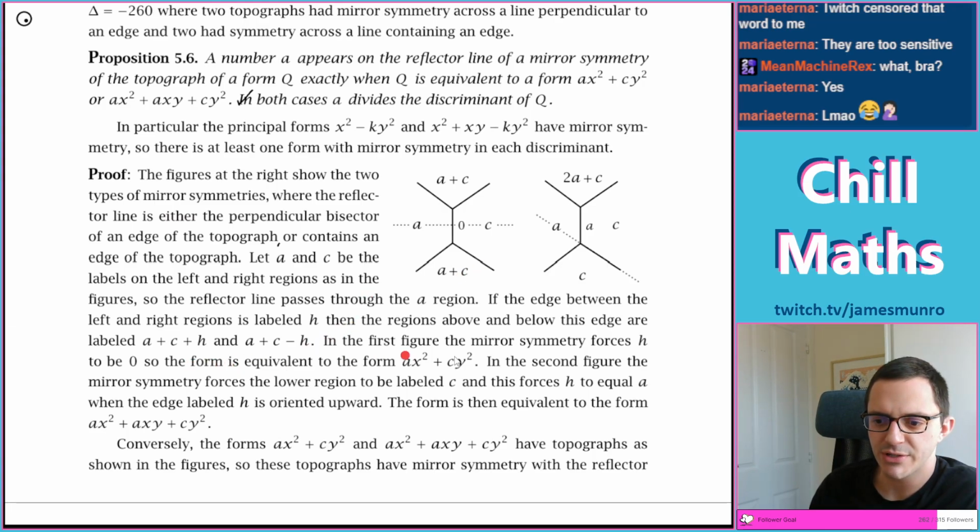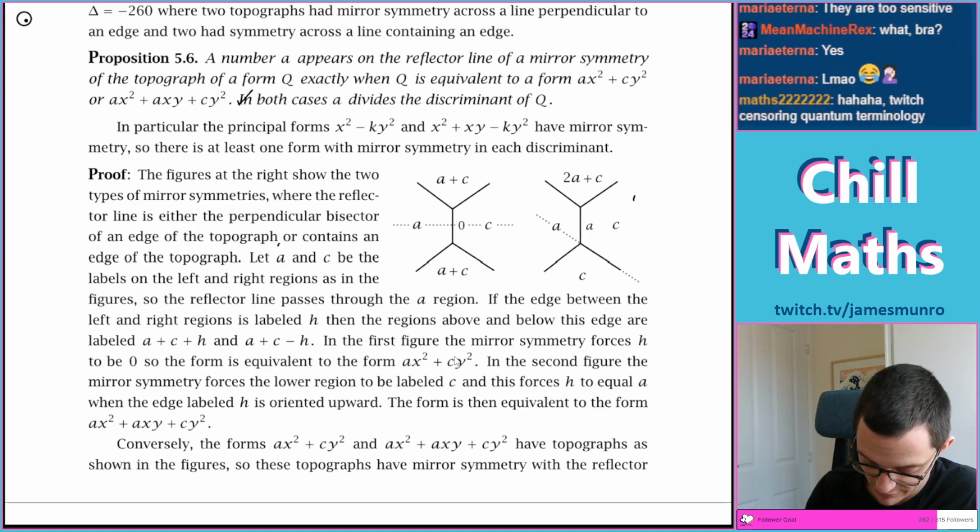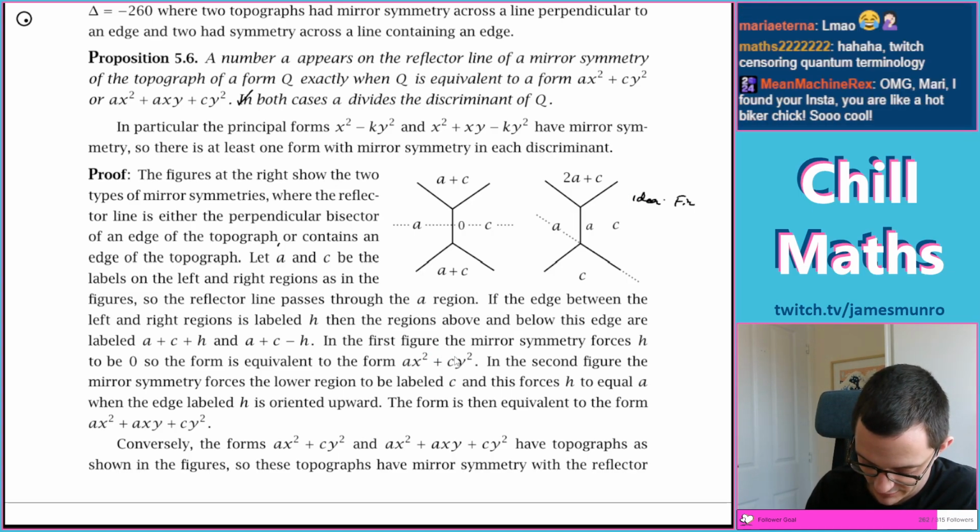HP is 0, so the form is equivalent to this. Oh, once you've worked out H. So this challenge is just: find H. Once you know H, then you're good. It's equivalent to a form like this.